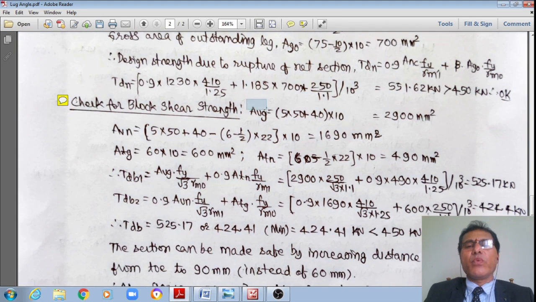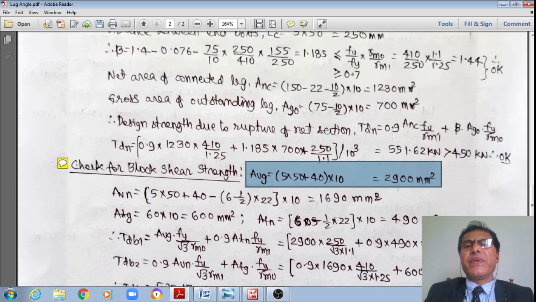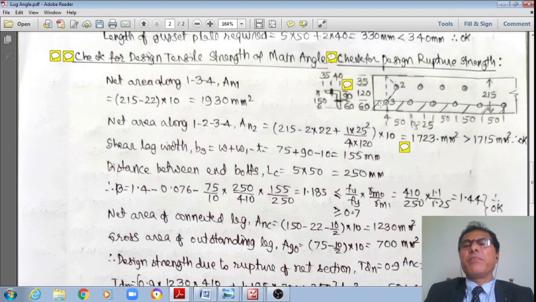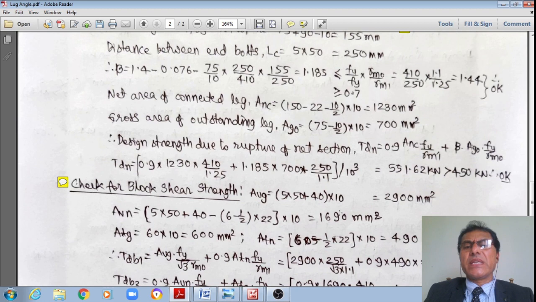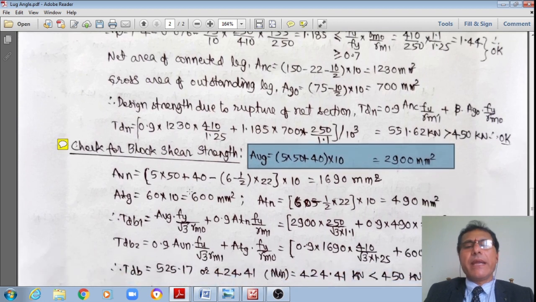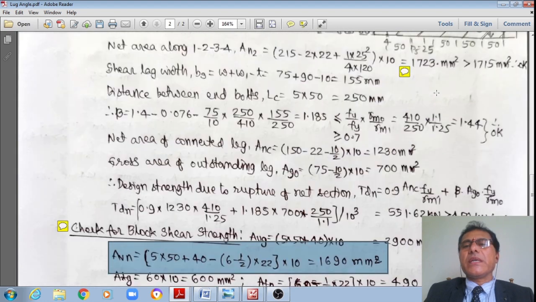Just now we have seen, right? Therefore, where AVG is equal to, substituting into that, now I have to have 5 multiplied by 50 plus 40. Please see this, right? Therefore, this distance is equal to 5. AVG is equal to 5, 1, 2, 3, 4, 5 plus this end distance, that multiplied by thickness 10, equal to 2900 mm square, whereas AVN net, right?